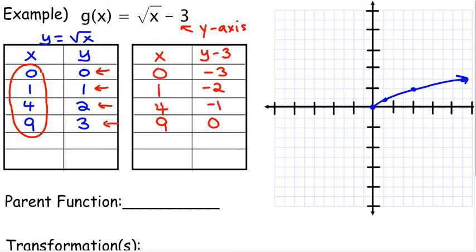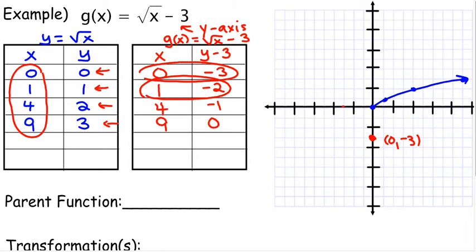And now when we graph these ordered pairs, our new function, the g of x, will be our function that we're graphing out. So let's graph it. So the first point, over 0, down 3. This is what we call our critical point. Then we go over 1, down 2, over 4, negative 1, and then over 9, up 0.